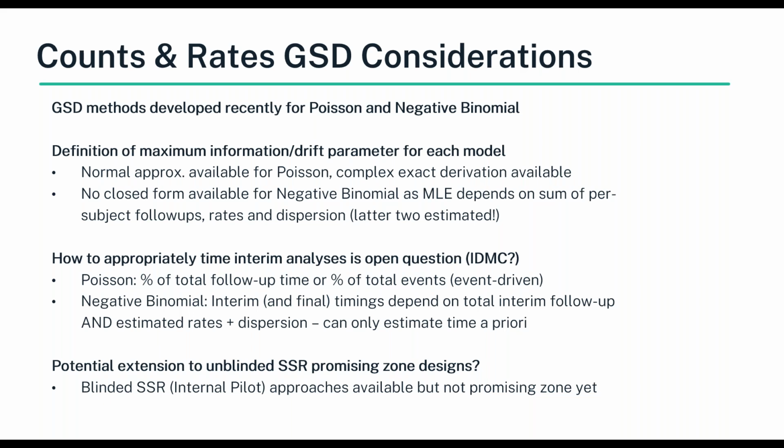So for the negative binomial case, since the information at each look depends not just on the follow-up, but also on the estimated rates and dispersion, we can only estimate the time at which the interim analyses will occur. Obviously, this introduces a lot more uncertainty. Some methods include Bayesian approaches to deal with this uncertainty, and might also include an independent data monitoring committee. But it definitely remains a very large complication when compared to your usual means or proportions group sequential design.